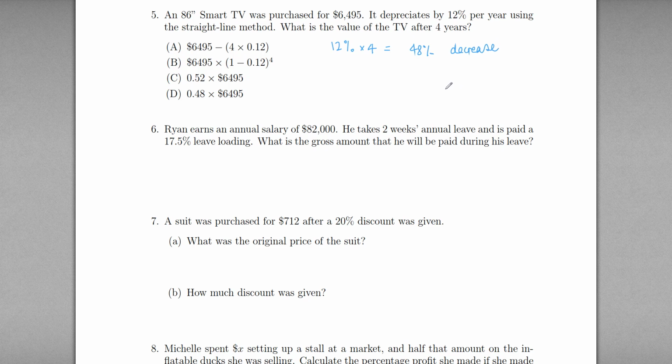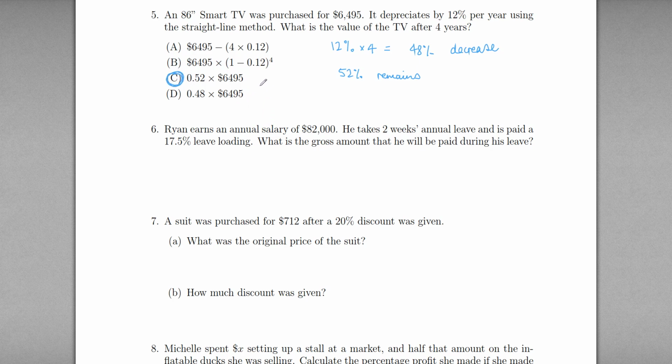Okay, so again we think of starting from 100%. If we start from 100% and we do a 48% decrease, we're left with only 52% remaining. Okay, so 52% remains, which means the value of the TV after 4 years will be 52% of what was originally there, which means it's going to be that one.